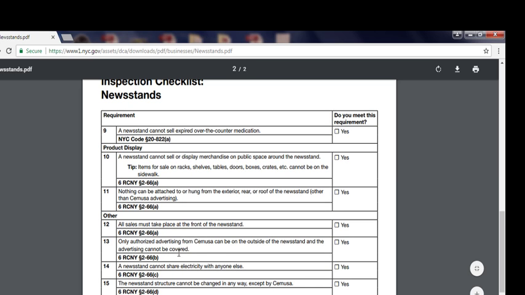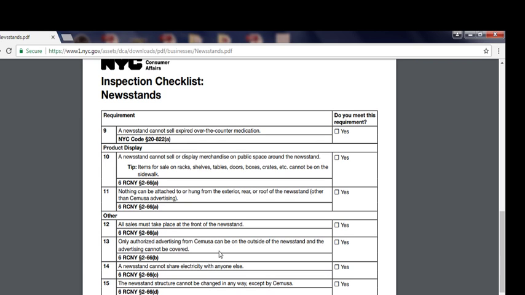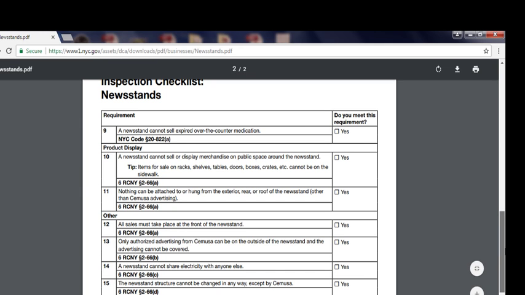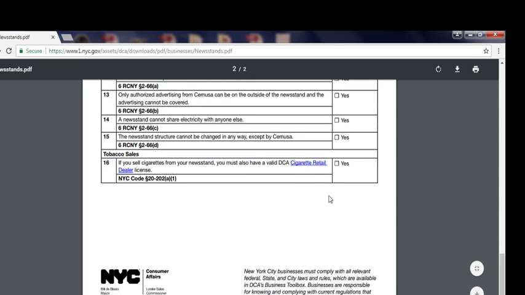And only authorized advertising from CEMUSA can be on the outside of the newsstand, and the advertising cannot be covered. So if you do have an advertisement for CEMUSA, you cannot have any other advertisement or cover them or replace them. So make sure you know that part. A newsstand cannot share electricity with anyone else. It has to be yours. A newsstand structure cannot be changed in any way except by CEMUSA. And last but not least, New York City code: if you sell cigarettes from a newsstand, you must have a valid DCA cigarette retail dealer license. And you can go to these links over here and they'll help you go forward with that.